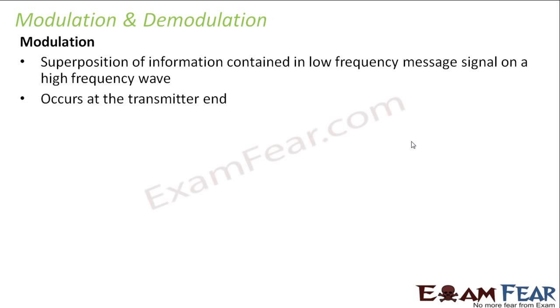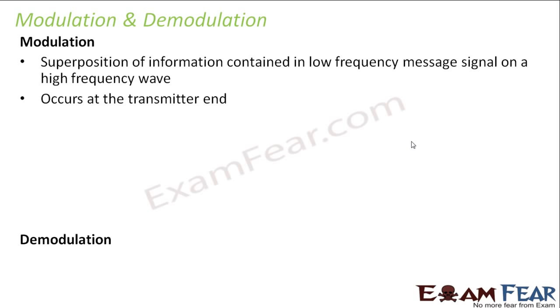So where does it occur in a communication system? It occurs at the transmitter end. That is very obvious. In which portion of the example will you put the letter into the train? Towards the transmitter end, right? Because towards the receiver end, the receiver will take the letter back from the train, right? So it occurs at the transmitter end.